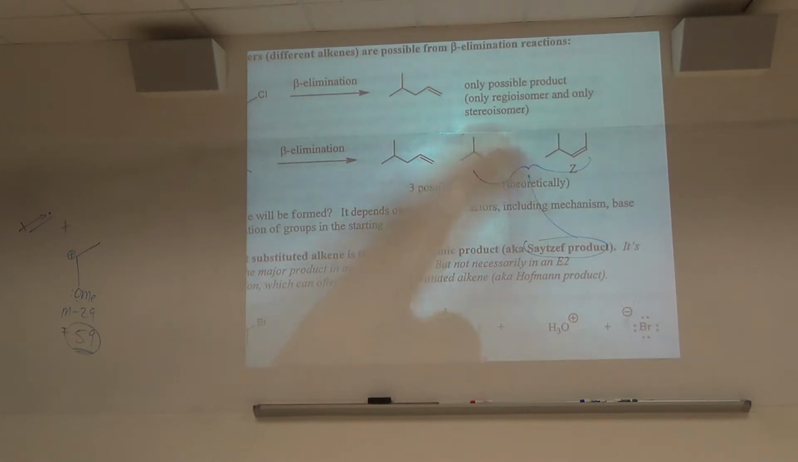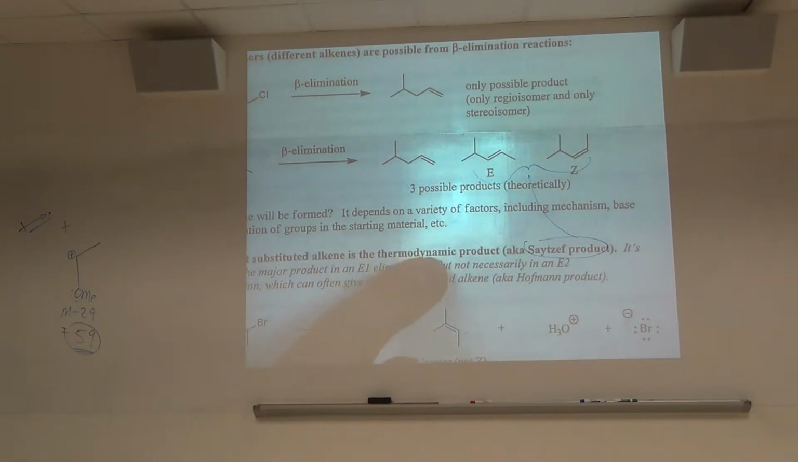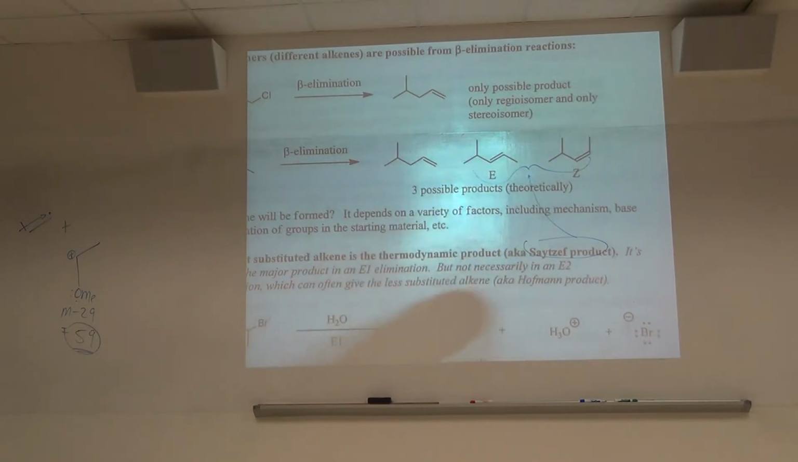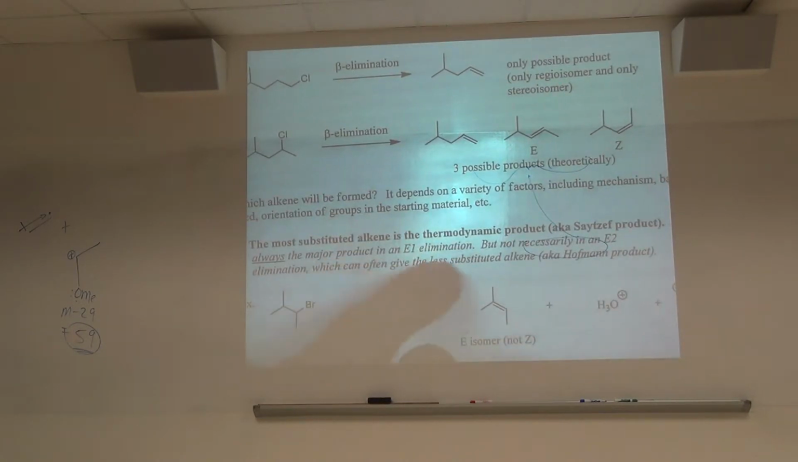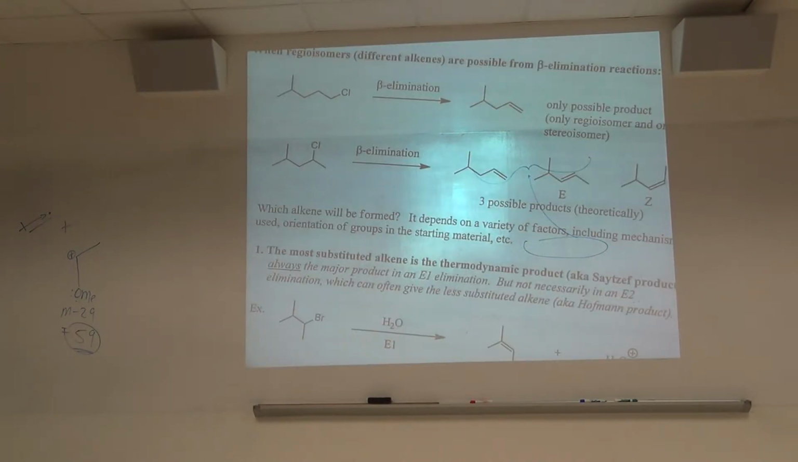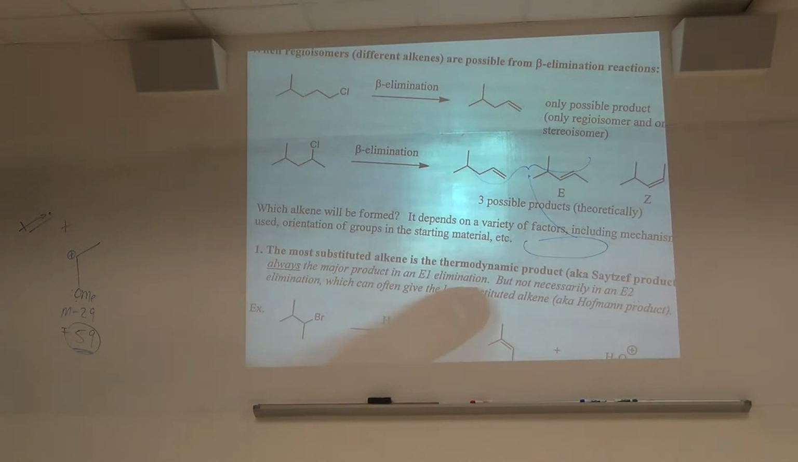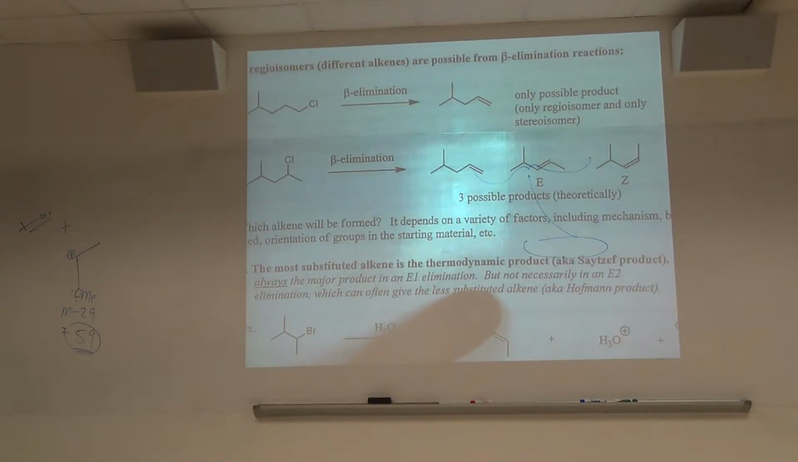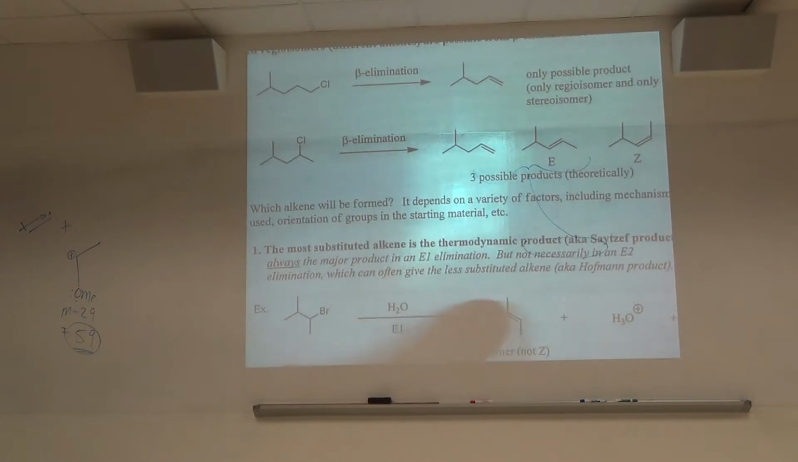What is it? Most substituted. Really sort of most stable. Okay, it's always the major product in E1. Didn't we say that already? E1 gives most stable? E1 gives Zaitsev. We'll do that below. We'll show why E2 gives either. You have to make some decisions. It's not necessarily the most stable in E2, which can often give the less substituted.